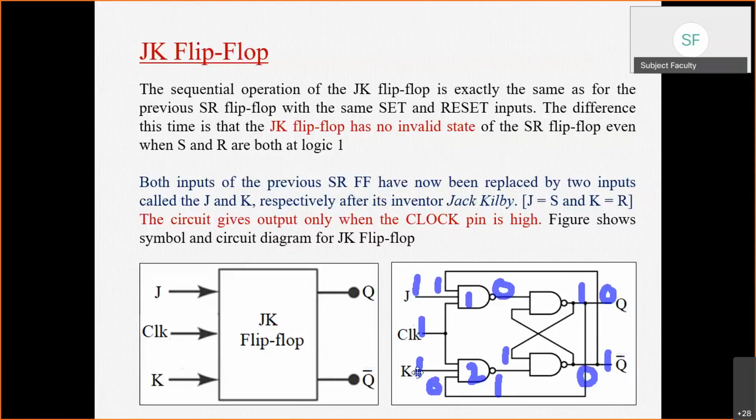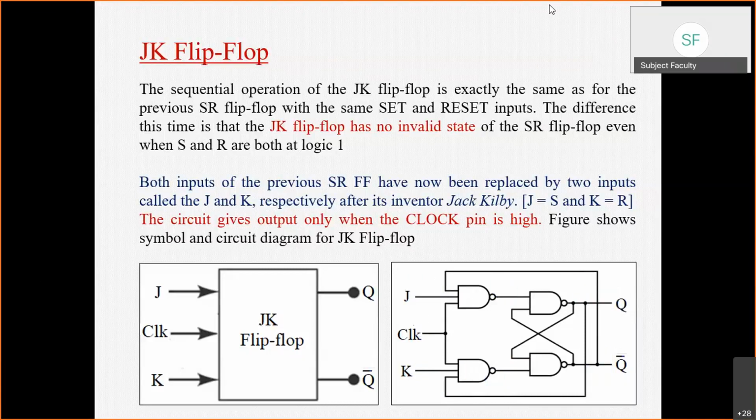Toggle mode means whenever your output is 0, then in the next step it will be 1, and if it is initially 1, then in the next step it will be 0. It is nothing but toggling, right? You can again verify the same thing. Now in this case, we have assumed the value of Q equals 0. Now we will assume Q equals 1.